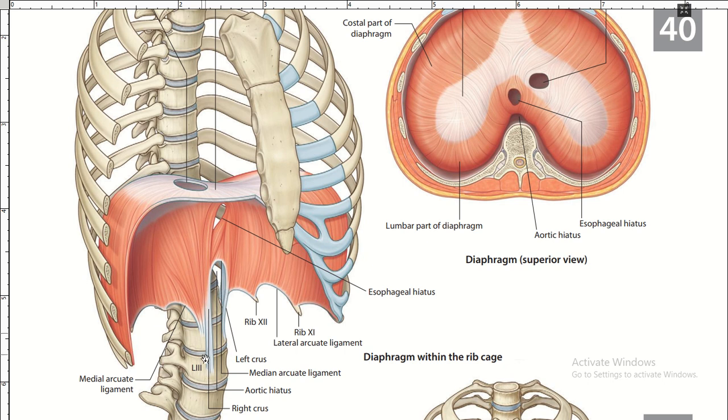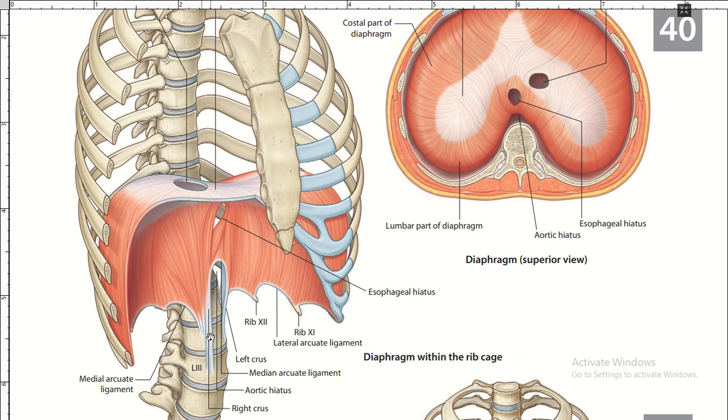So the right crus, as you can see, is on the right, but it will move towards the left, where it forms what you call the esophageal hiatus. That is the point where the esophagus is going to leave the thoracic wall and change its name from thoracic esophagus to abdominal esophagus once it passes through this hiatus made by the right crus of the diaphragm.